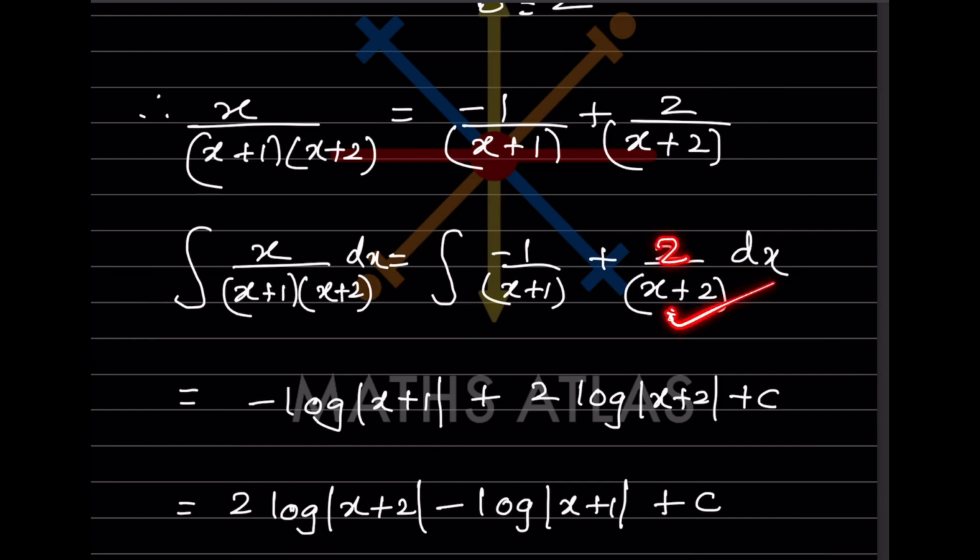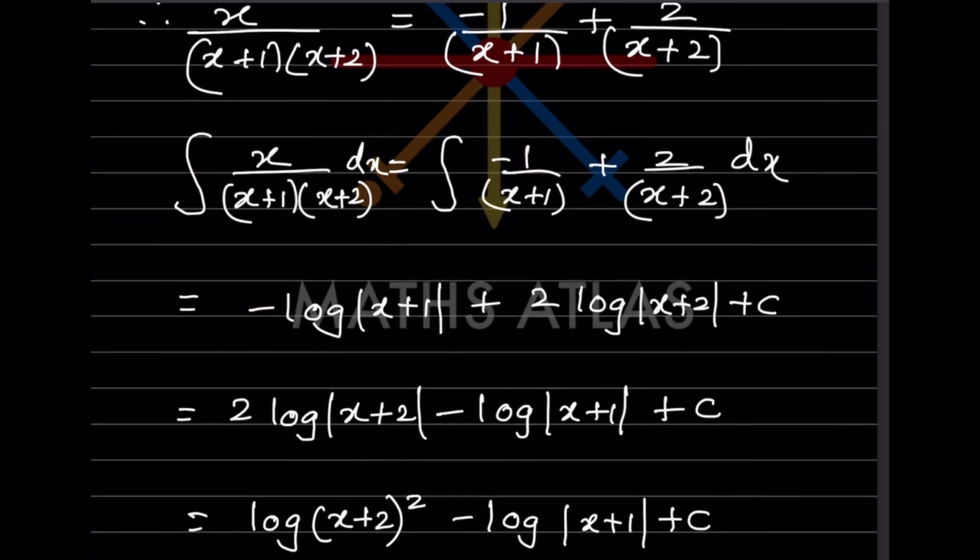Because the numerator is 2, which is a constant, we can take it out of the log. We can write here 2 into 1 by x plus 2. When we take the integration of this one, the 2 will go outside the integration sign, and what remains here will be the integration of 1 by x plus 2, which means that will be log of x plus 2 plus c. So now you can see this is minus here, because the formula for this one, here the numerator is minus 1, so you will write a minus log of x plus 1.